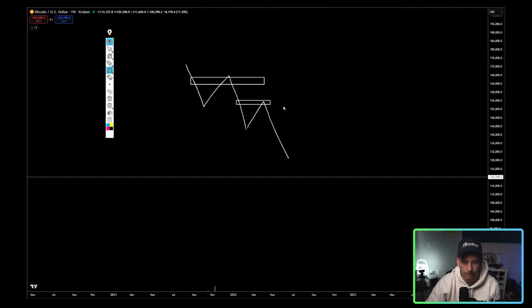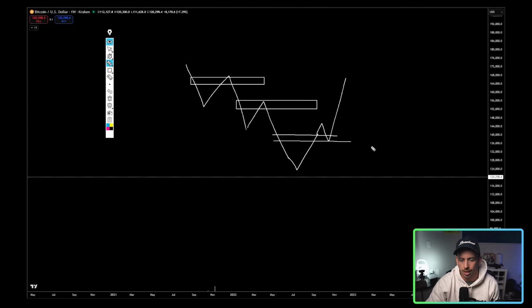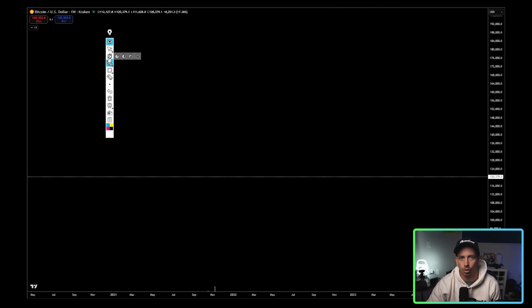So what does that look like? As price is downtrending, it's rejecting from bearish order blocks and forming lower highs. But then one of those bearish order blocks actually fails and price ends up using it as support. This would be a bullish breaker. So it is a failed bearish order block.